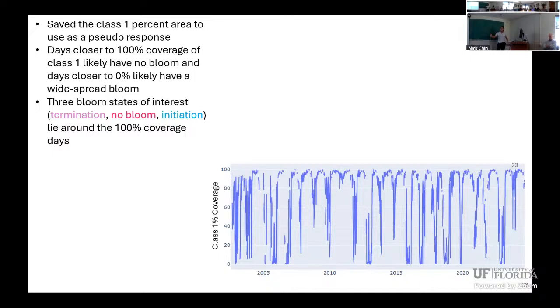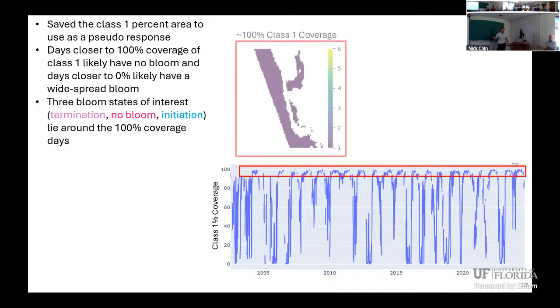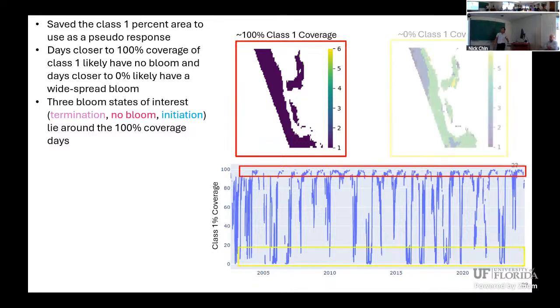So we saved this class 1 percent area to use as a pseudo response variable. Days closer to 100% coverage of class 1 likely have no bloom. What I mean by that is, if you have 100% coverage of class 1, it means you have 100% coverage of no bloom. I understand the axis is a little bit confusing. And 0% of class 1 likely means that you have a widespread bloom. In other words, most of the coverage is made up by other classes.